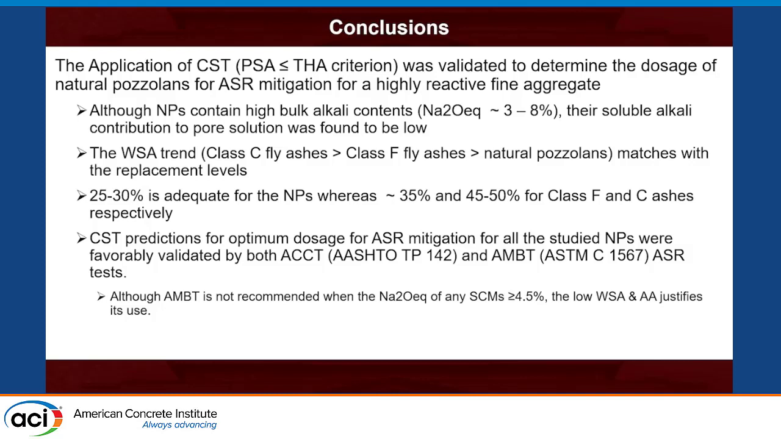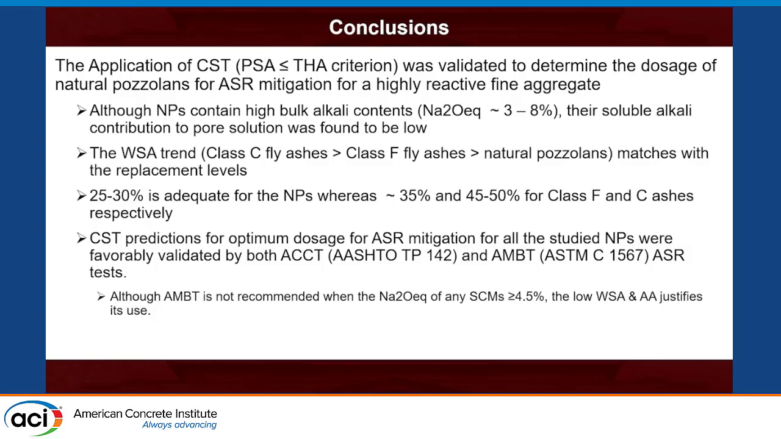All the natural pozzolans are alkaline, but they don't contribute as a soluble alkali to the pore solution. The water-soluble alkali trend is matching with the percentage. NP is 25 to 30. Water-soluble alkali is low. Class C has very high water-soluble alkali. Replacement level is also high. That's interesting.